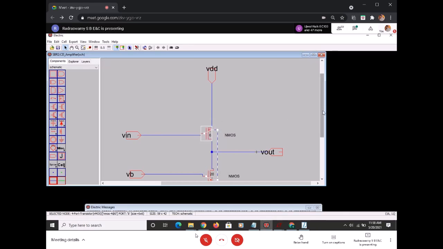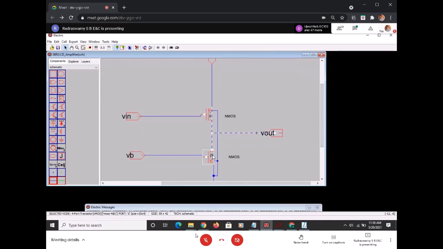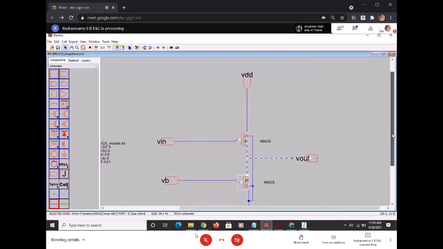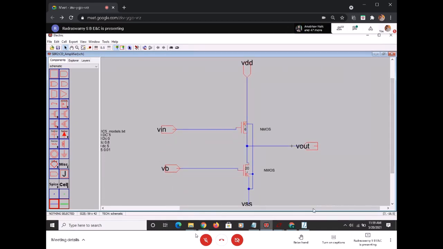And then accordingly, I consider the W by L of the one more load device as 20 by 4. The width is 20 and length is 4. And this is the biasing voltage and this is the V in voltage. Both are NMOS. This is the Vout, and we have a VSS which is grounded, and we have VDD which is powered up. So this is the simple circuit we have.